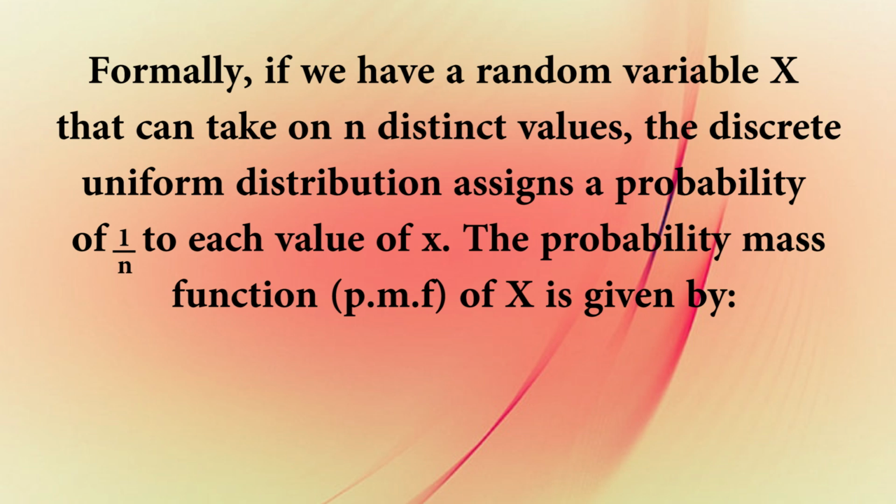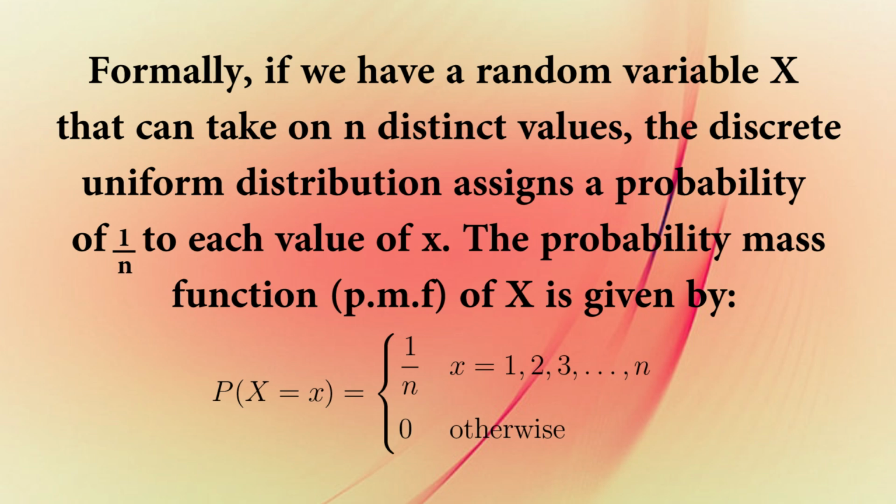The probability mass function, that is PMF of x, is given by probability of X equal to x is 1 divided by n for x equal to 1, 2, 3, etc. up to n, and 0 otherwise, where probability of X equal to x is the probability that X takes on the value x.